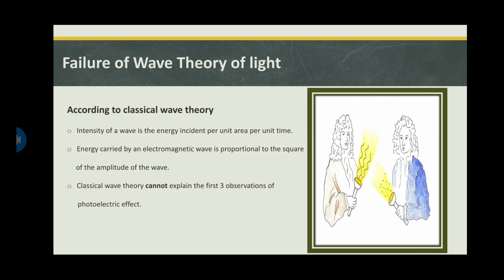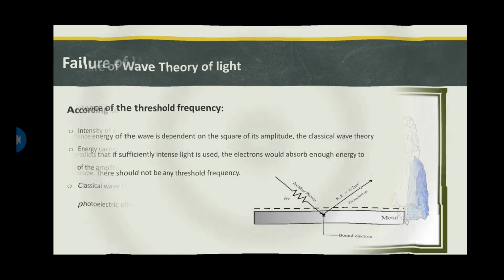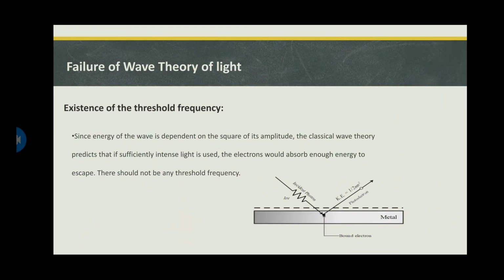Later we will see what the observations of the photoelectric effect are, but classical wave theory could not explain three of them. The first failure of wave theory was the existence of a threshold frequency. It does not provide any evidence for the existence of a threshold frequency.